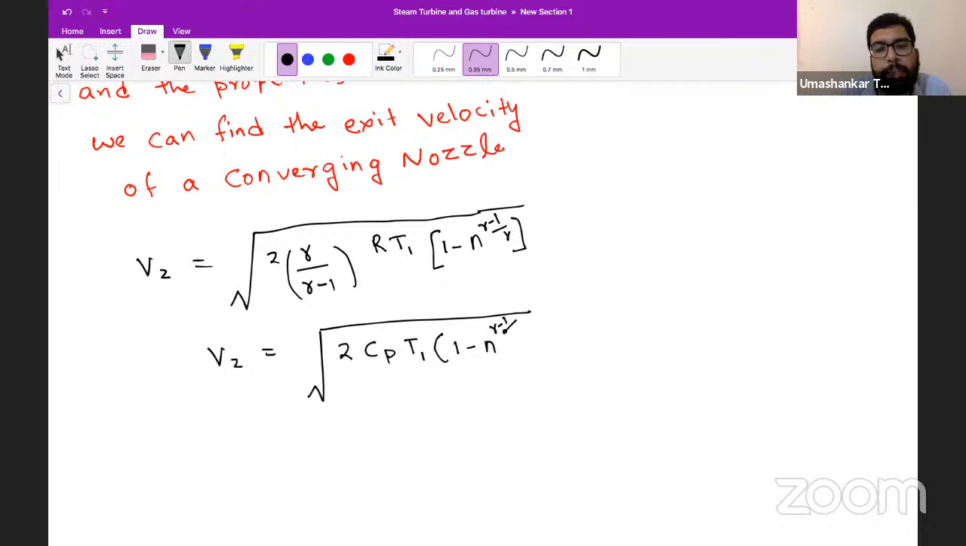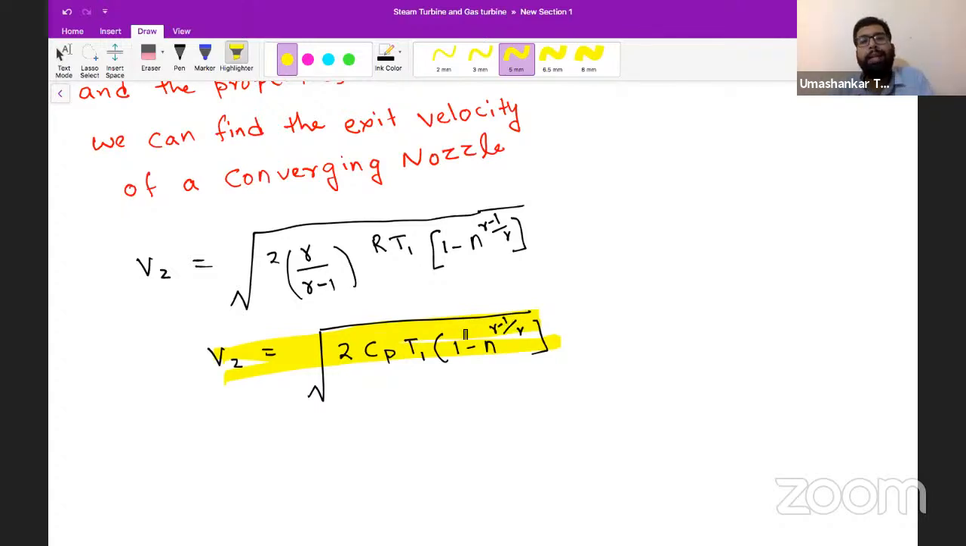This is just the play of equations, just putting in different values and showing you different relations. They all are the same only.